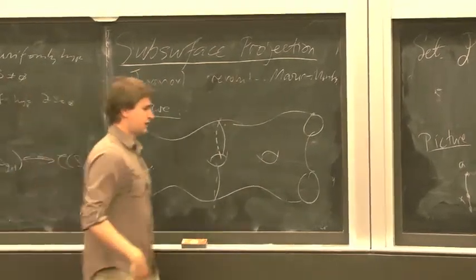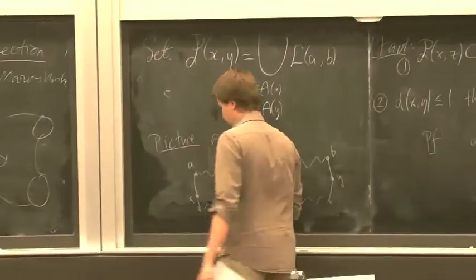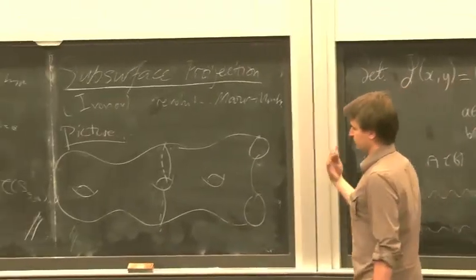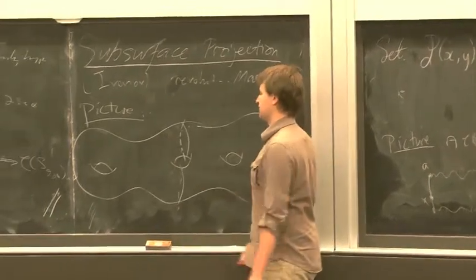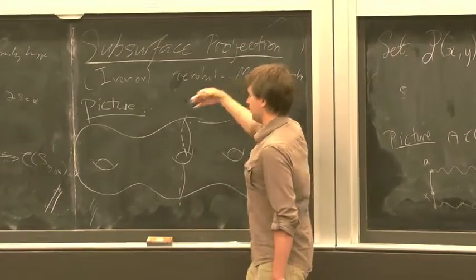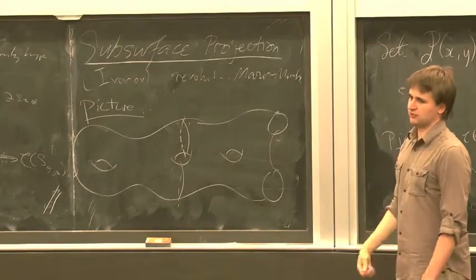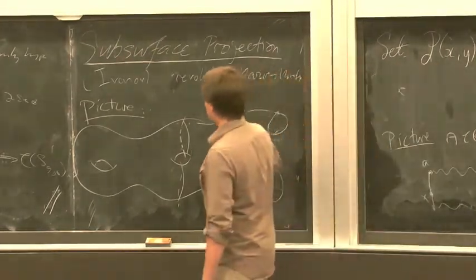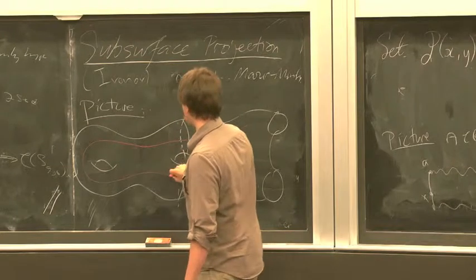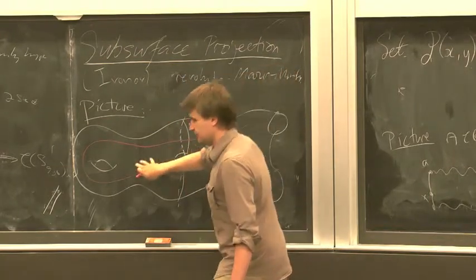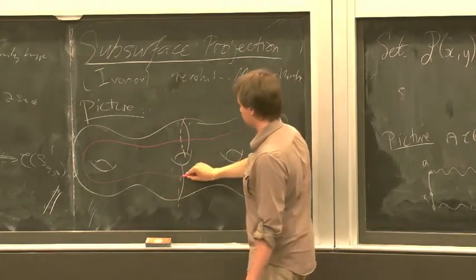Right. Suppose you've got some subsurface of S. Well, a priori you can take mapping classes and you can have pseudo-Anosovs supported on subsurfaces. So if you want to capture that information, how do you do it? Well, you can define subsurface projection for curves into the curve graph of this subsurface.